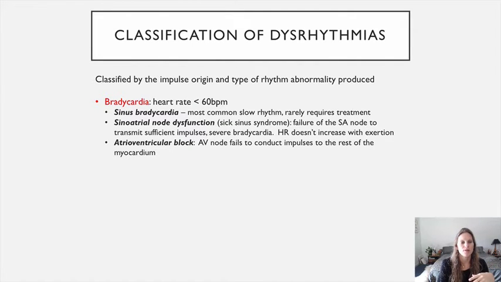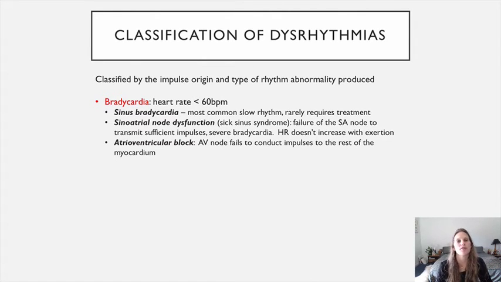So some examples of bradycardia, one is a simple sinus bradycardia, which is the most common one, by the way. This is a slow rhythm and hardly ever requires treatment. And in some people, it's particularly normal. It's not an abnormal finding at all.